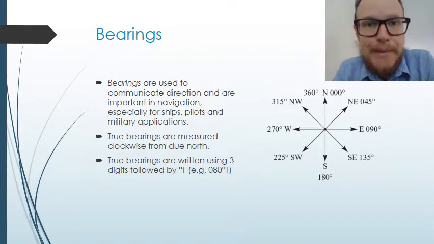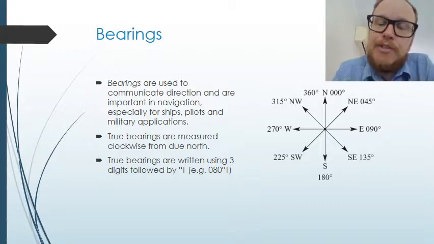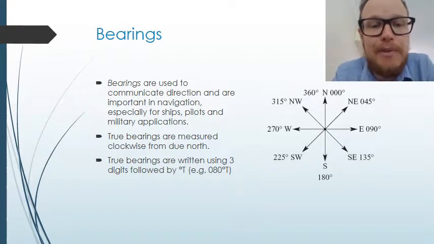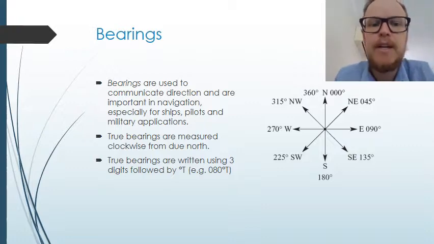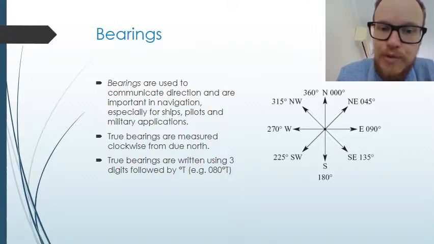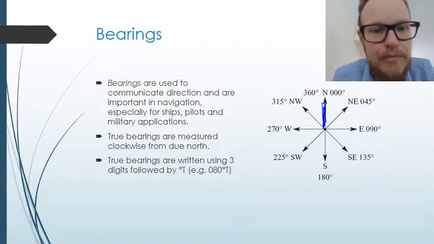Looking now at bearings. Bearings are used to communicate direction. They're important in navigation for ships, pilots and military applications in particular. We often talk about true bearings. True bearings are measured from true north, or from due north. So that's pointing straight up in this diagram at the right here.